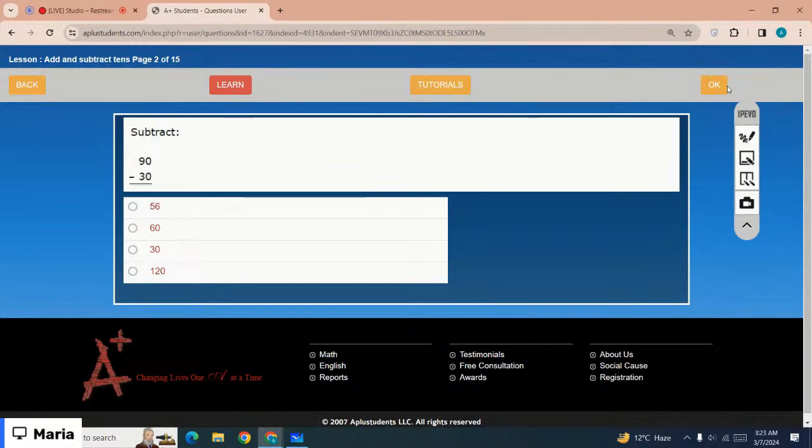Subtract 90, take away 30. So how do you subtract? Just 0 take away 0 is always a 0, right? Just do 9 minus 3. So 9 minus 3 is 6. So 90 minus 30 is 60. The correct option is 60.